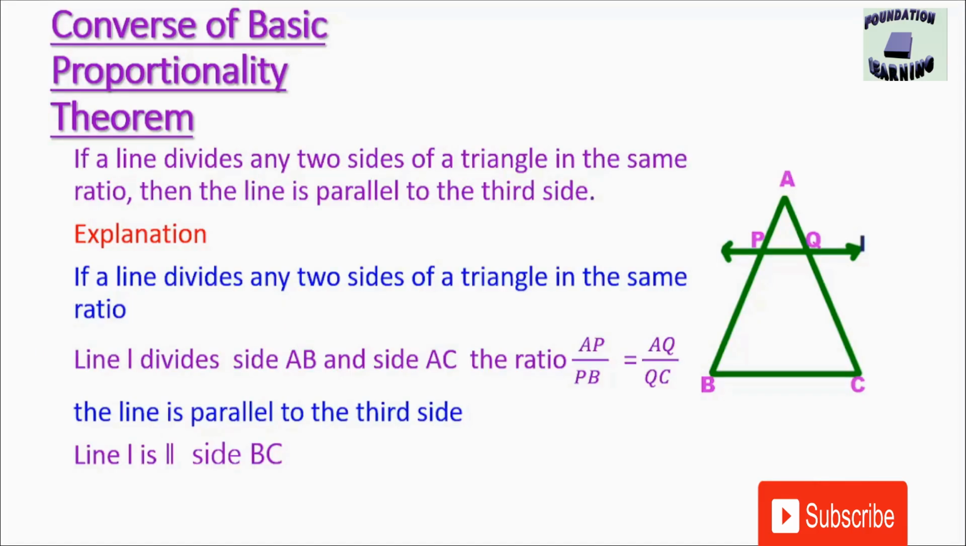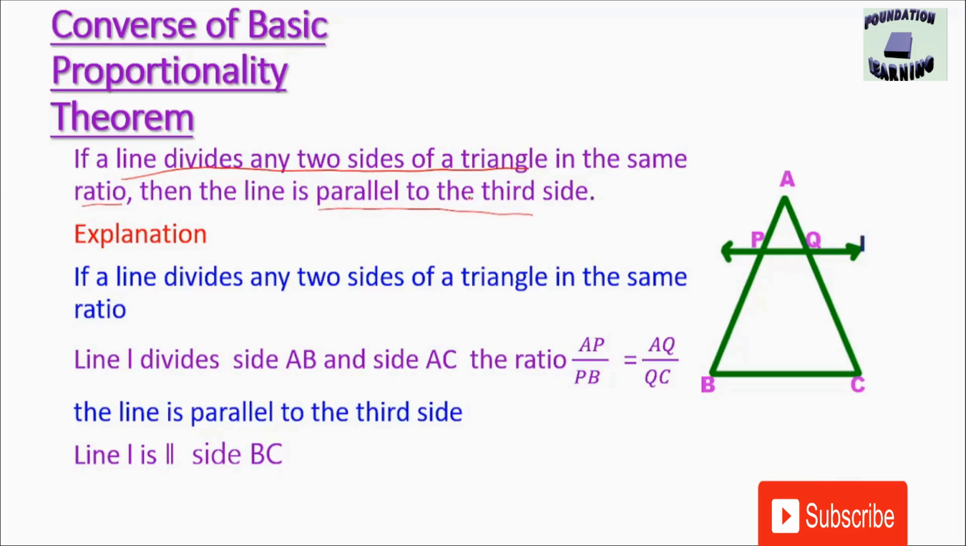Having understood the basic proportionality theorem, let us understand the converse of the basic proportionality theorem. Now the concept is the same, but only the given condition is different. So what is a converse? Converse is actually the opposite of the basic proportionality theorem. So here, what is the given condition? If a line divides any two sides of a triangle in the same ratio, then the line is parallel to the third side.